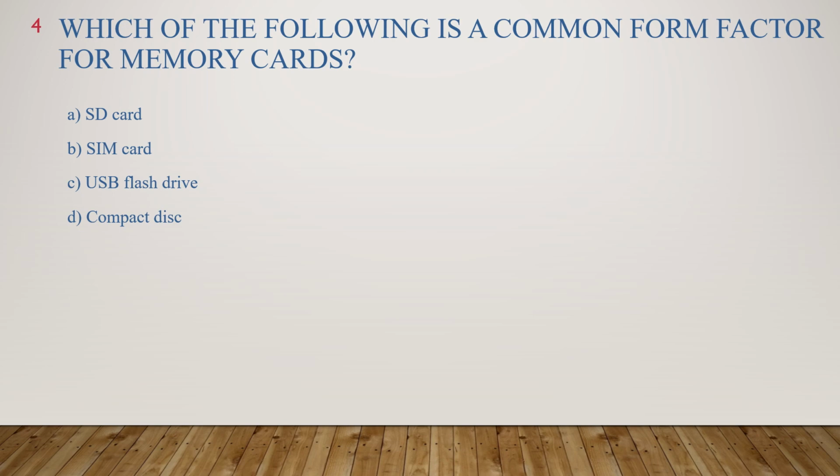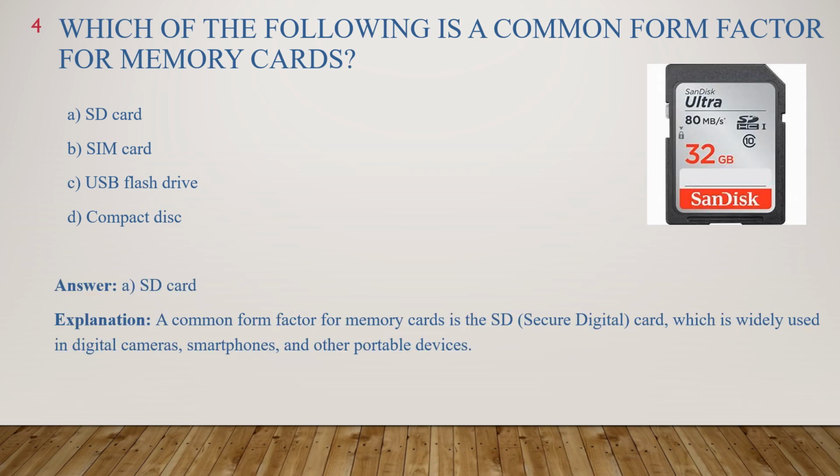Question number 4. Which of the following is a common form factor for memory cards? A. SD card. B. SIM card. C. USB flash drive. D. Compact disc. The most common form factor for memory cards is A. SD card. While all the options listed, SD card, SIM card, USB flash drive, and compact disc, are storage devices, they differ in form factor, capacity, and primary use cases.